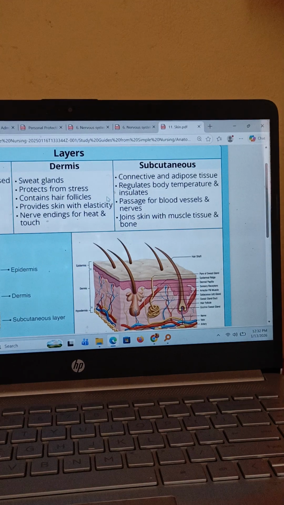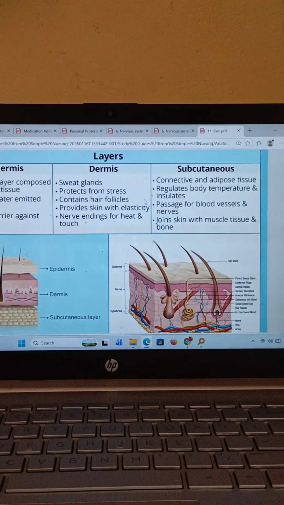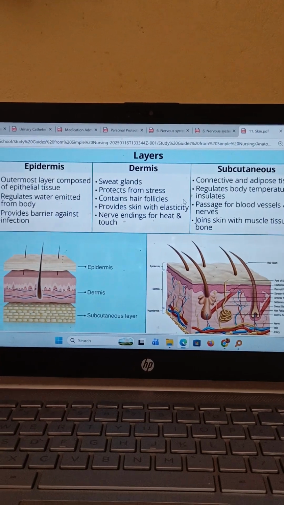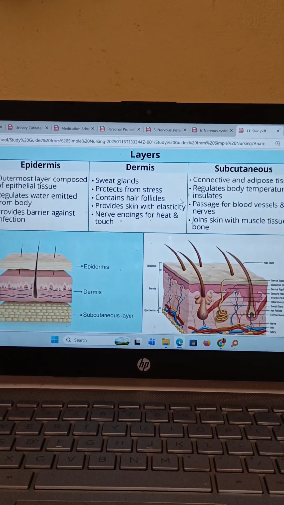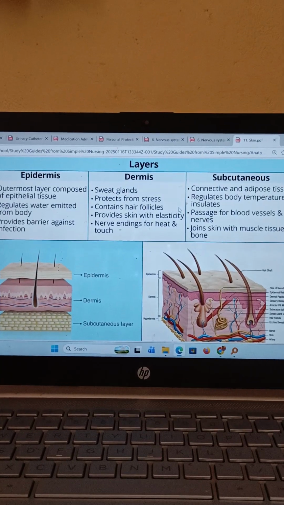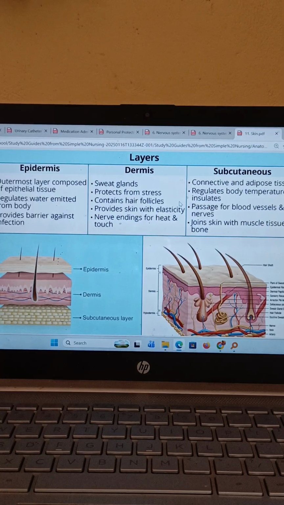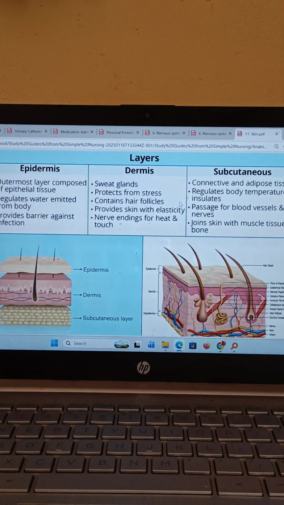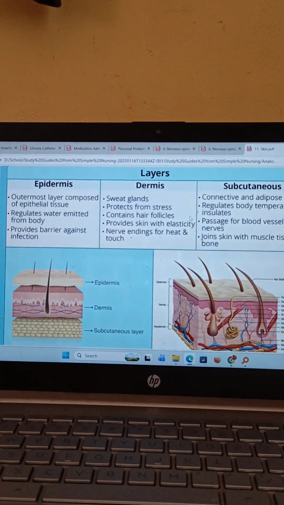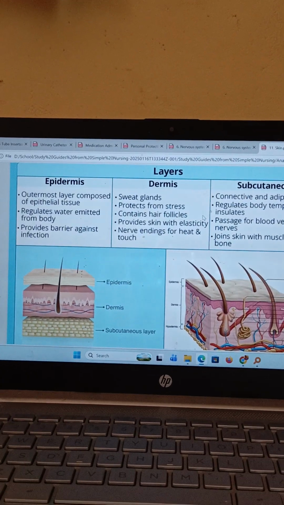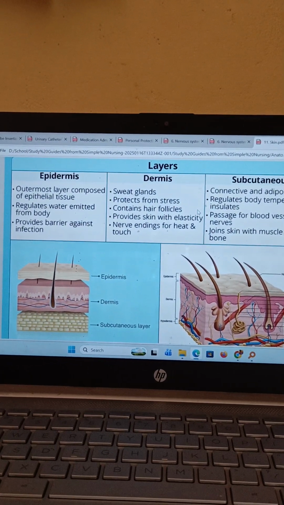So back to our discussion, we'll start with the layers. What are the layers of the skin? It's always made up of 3 layers. We talk of the epidermis, the dermis, and the subcutaneous. Each layer has its specific functions, also depending on the place that it is. The first layer is always the epidermis, and we can say this is the outermost layer and is always composed of epidermal tissue. Don't forget about that.